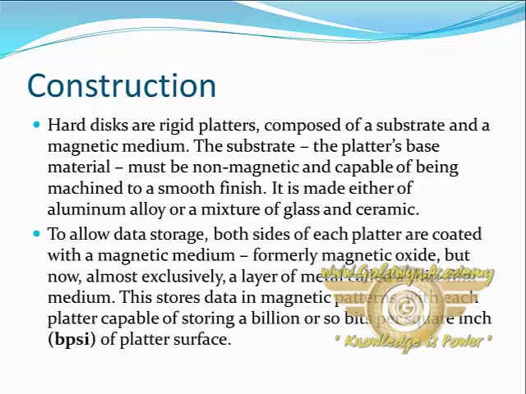To allow data storage, both sides of each platter are coated with a magnetic medium, formerly magnetic oxide, but now almost exclusively a layer of metal called the thin film medium. This stores data in magnetic plates, with each platter capable of storing a billion or so bits per square inch. It is BPSI of a platter surface.